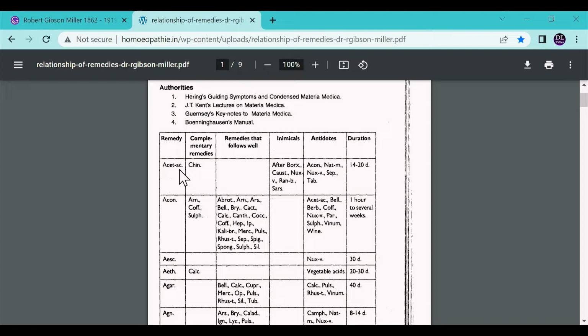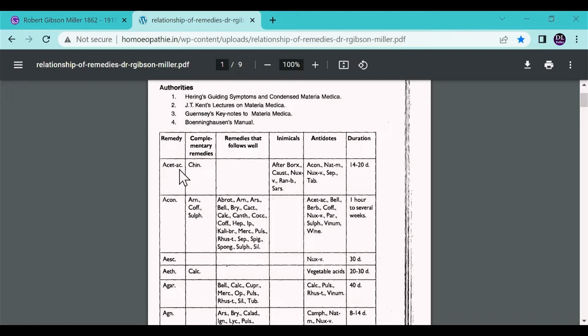And remedies that follow well, these are remedies that a lot of times will clear up accessory symptoms because they follow well, they build on and often have a similitude that's close to the partial similimum. So this can help correct zigzag prescribing. There's no inimical remedies here under aconite. And antidotes. Here's where you find the antidotes.